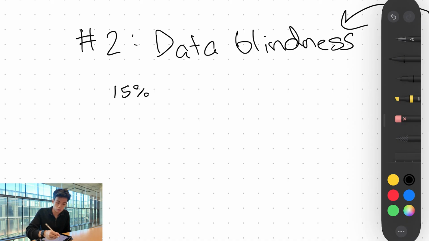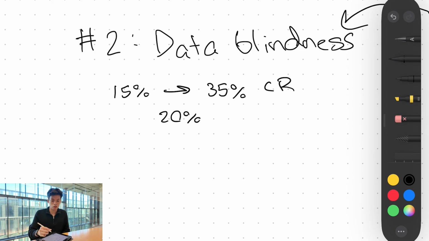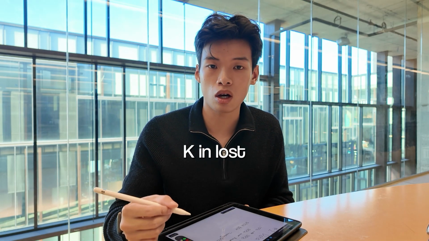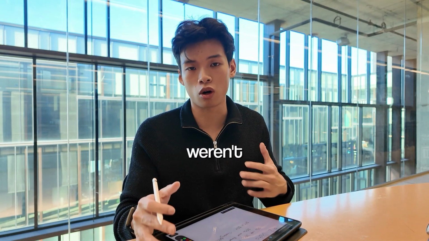So if you're tracking data properly and you figure out they're at 15% when in reality they should be at 35%, then that means a 20% difference in close rate over the span of 3 months, right? If they took 40 calls in that span of 3 months, and average ticket price is 5K, then that means you're losing out on 40K in lost revenue that you didn't make because you weren't tracking properly.